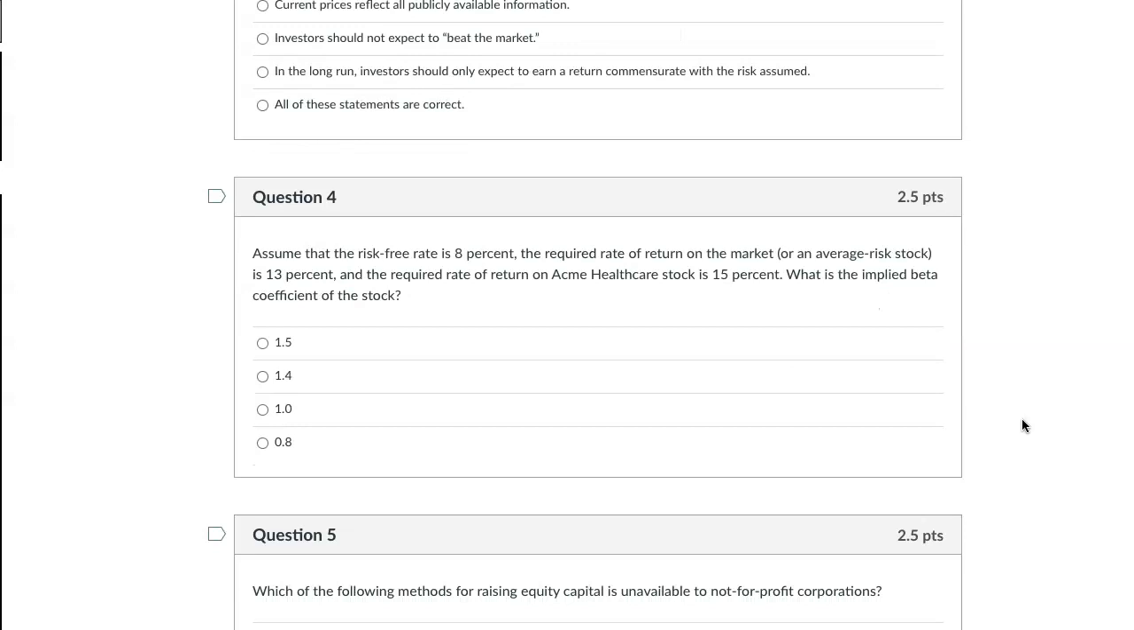Number 4. Assume that the risk-free rate, okay? Again, what is risk-free? That's a pretty great risk-free rate, by the way, 8%.